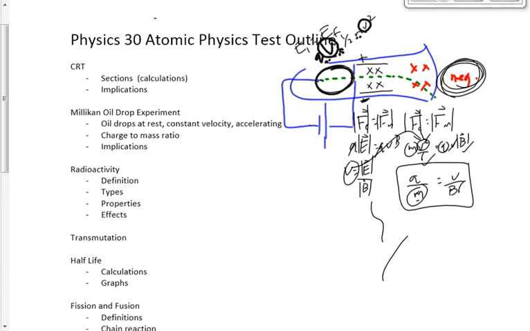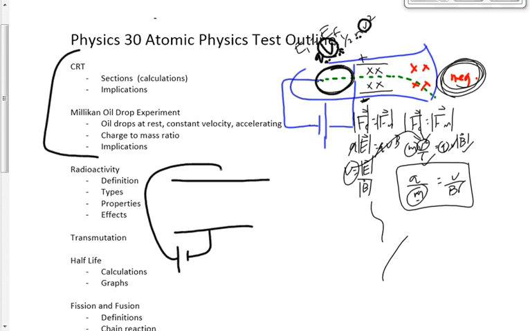Next, we talked about the Millikan oil drop experiment. These two things kind of go together, although they're two completely different experiments. The Millikan oil drop experiment looked completely different, but in the end was similar in the sense that it was kind of an extension of the first one, the cathode ray tube, and found more out about the electron.